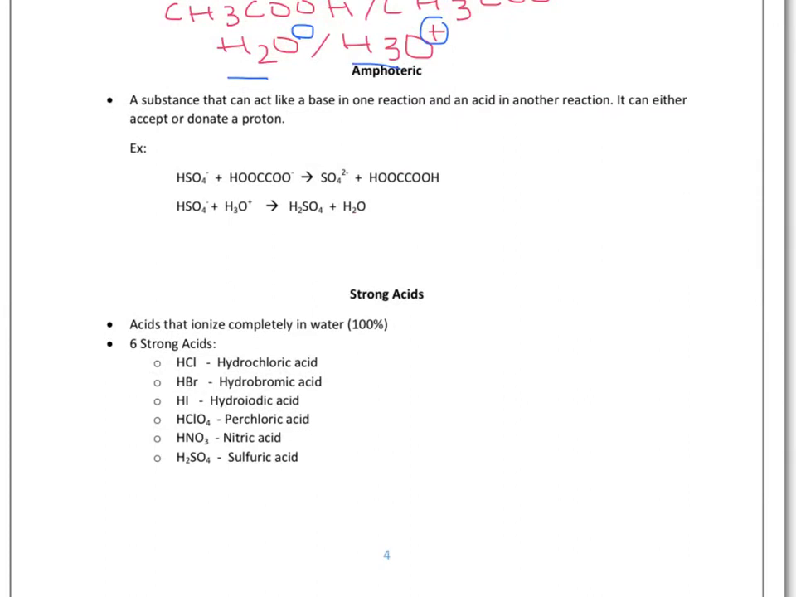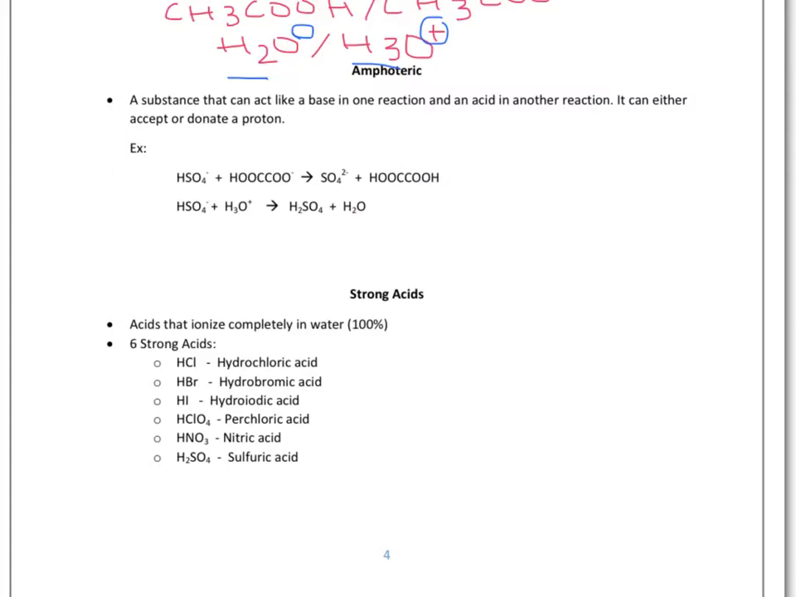It is important that you know the definition of amphoteric and also know that it is sometimes referred to as amphiprotic. An amphoteric substance is any substance that can act like a base in one reaction and an acid in another reaction, meaning it can accept a proton in some cases and donate a proton in others.